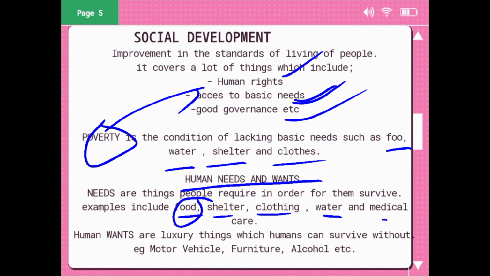Okay, human wants. Human wants are luxury things which humans can survive without. You can survive without them, but you just want them. For example, a vehicle, a motor vehicle. Can't you live without a vehicle?